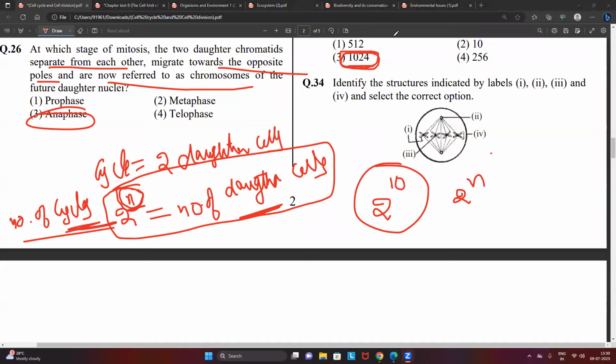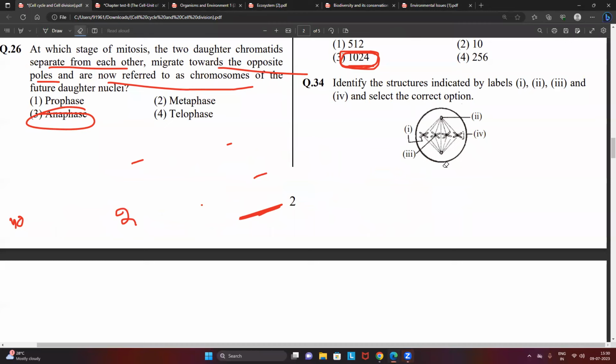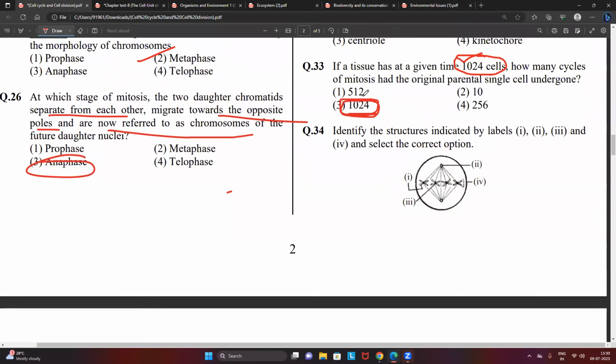Does everyone understand this question correctly? Only remember this formula, 2 power n equals the number of daughter cells. They have already given the 1024. In order to get to that particular 1024, how many cycles from a single parental cell are involved? That is obviously how many will come? 10 will come. Is it or not?